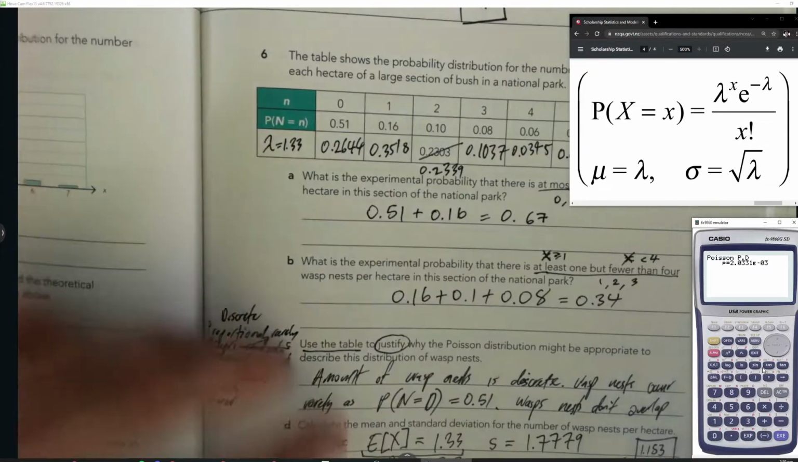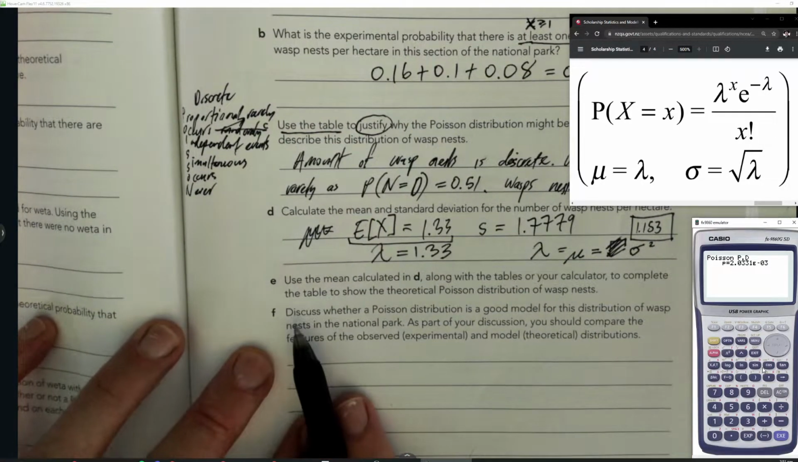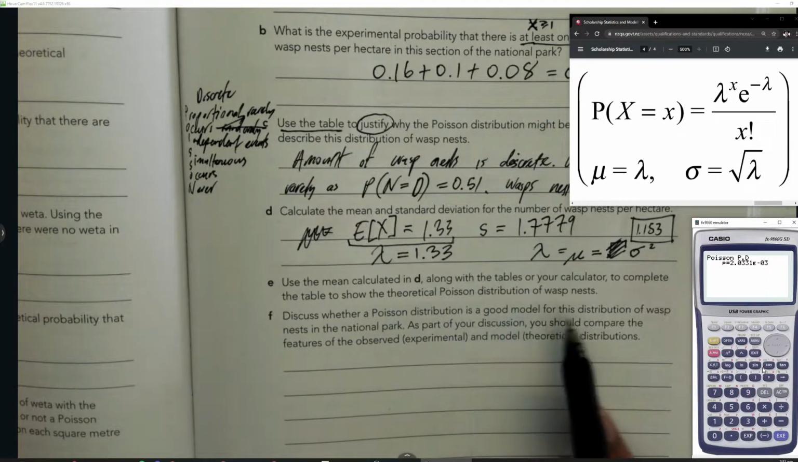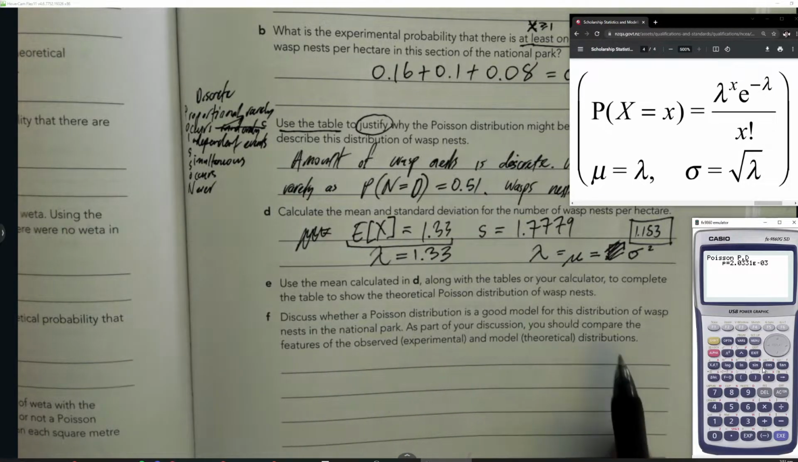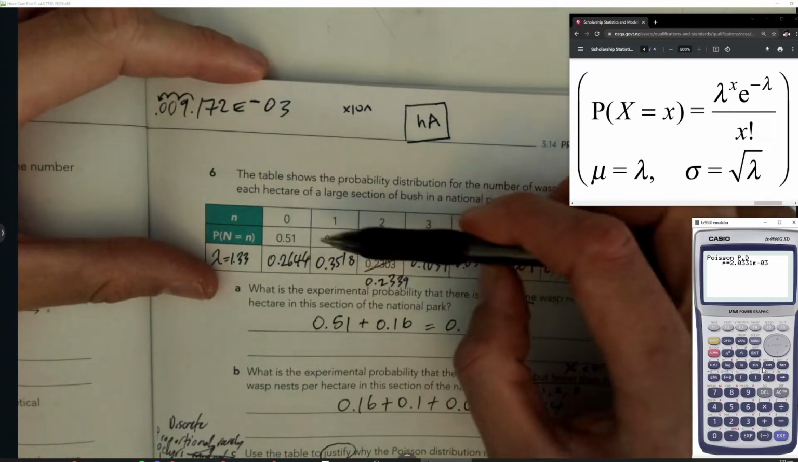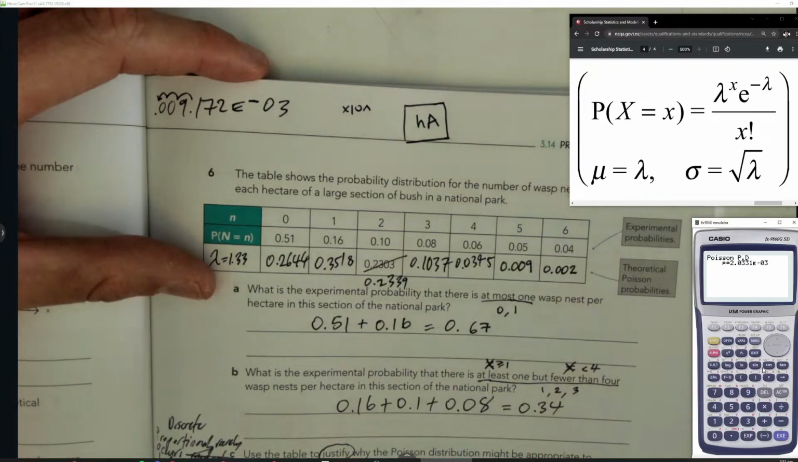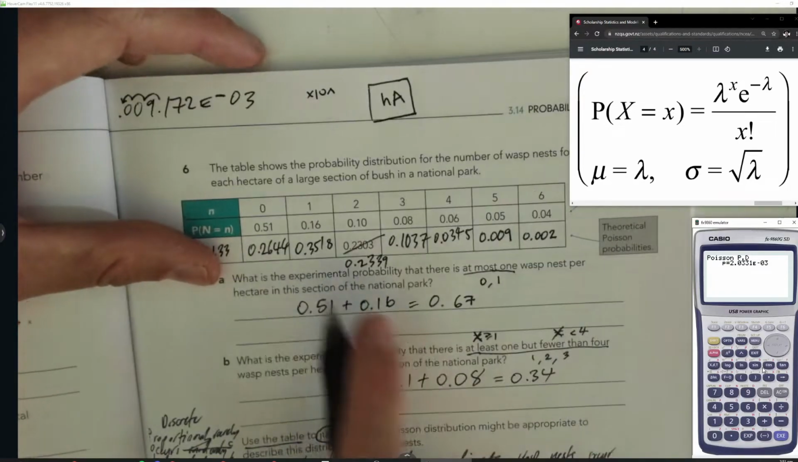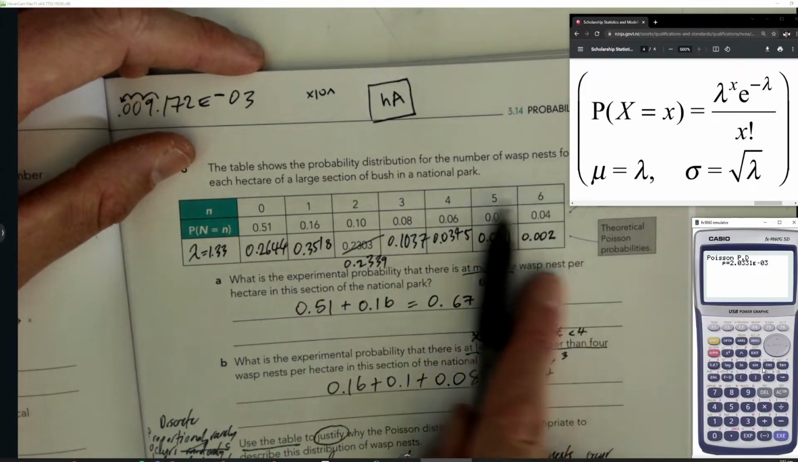Right, so now we've got the table filled out, and what do they want us to do? Discuss whether a Poisson distribution is a good model for this distribution of wasp nests in the national park. As part of your discussion, you should compare the features of the observed experimental and model theoretical distributions. So what we need to do is compare these numbers and see if they do a good job of modeling it. Do you know the funny thing is, we would make a way better model if we just made lambda smaller, but it would throw these last ones out a bit.